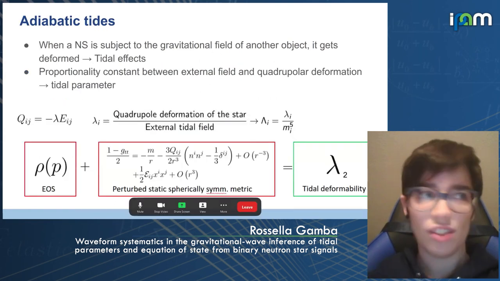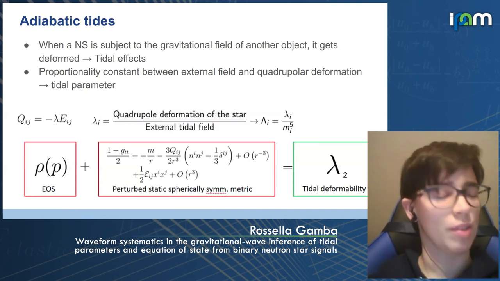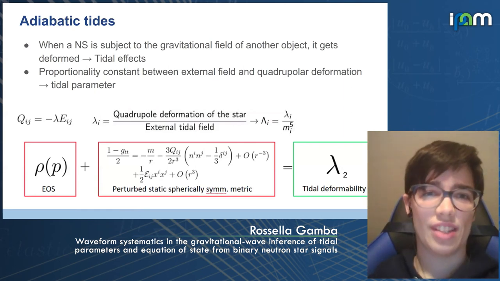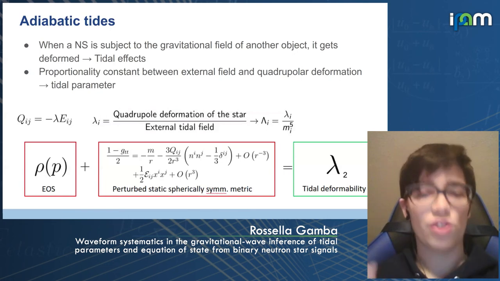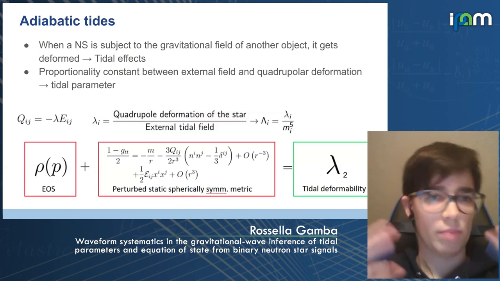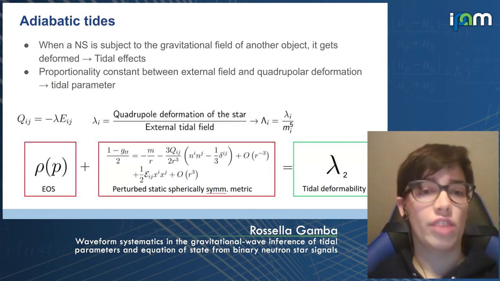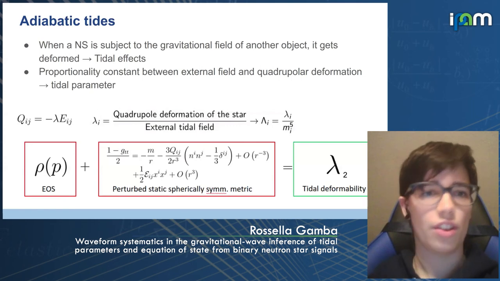So Jocelyn already told you everything about the adiabatic tides, but let me repeat it anyway. When you have a neutron star which is subject to the gravitational field of another object, you can imagine that this neutron star will get squished somehow. And this squishing is caused really by tidal effects.